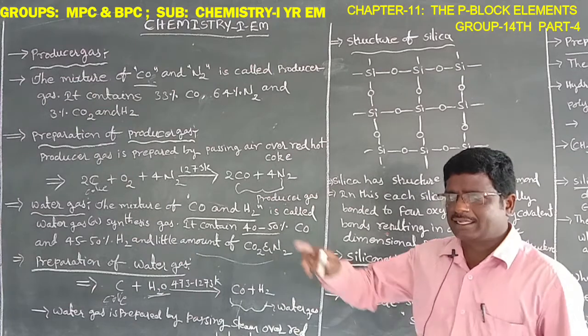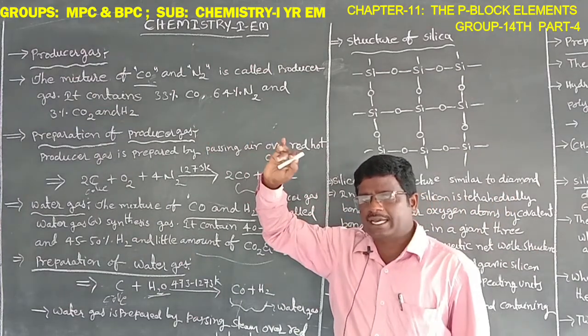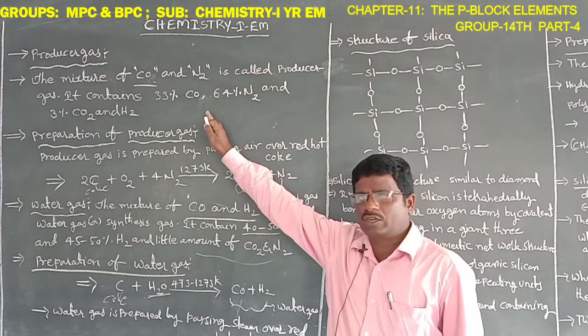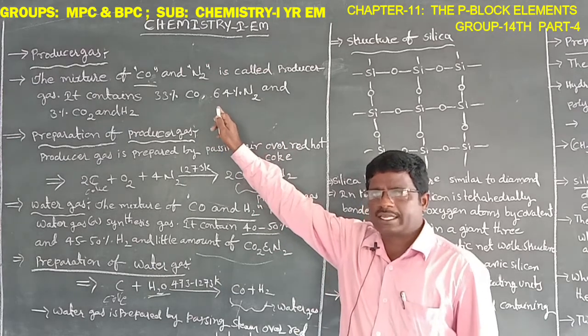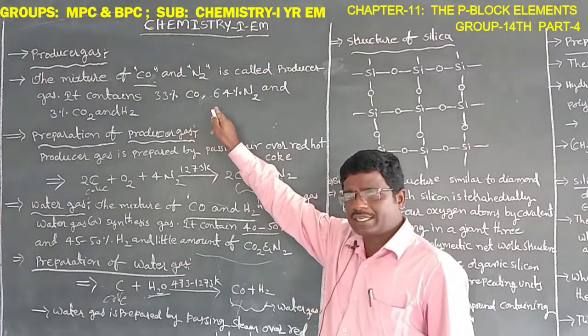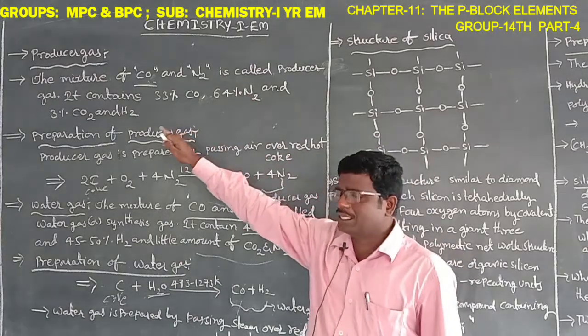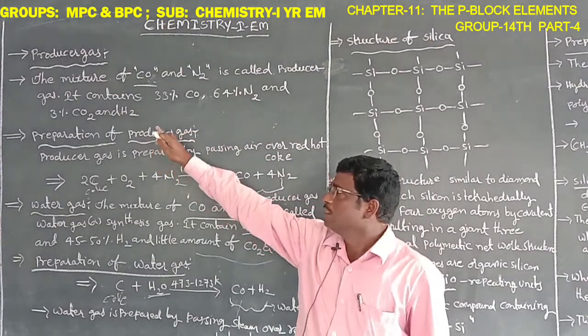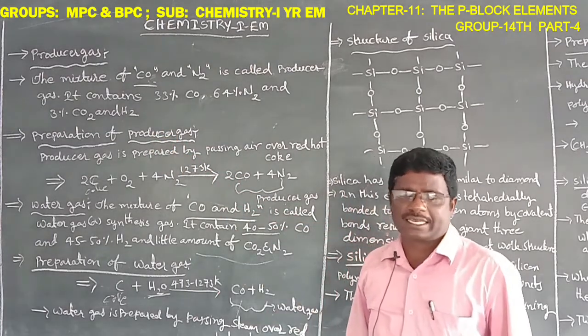Once again, the first one, producer gas. What is producer gas? The mixture of carbon monoxide, CO, and nitrogen gas is called producer gas. It consists of 33% carbon monoxide, 64% nitrogen gas, and 3% carbon dioxide and hydrogen gas.